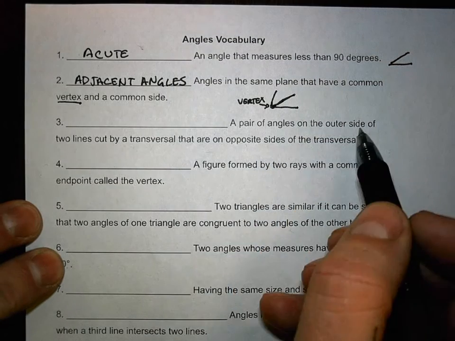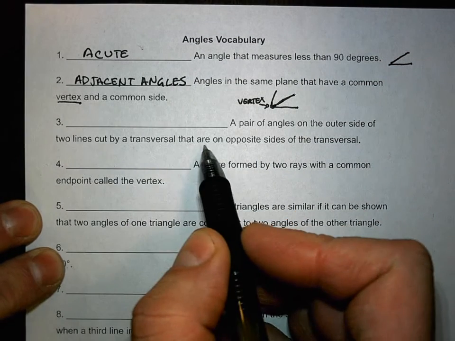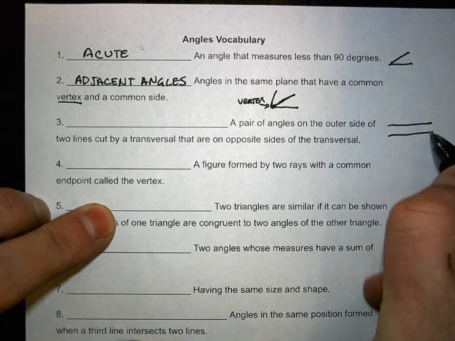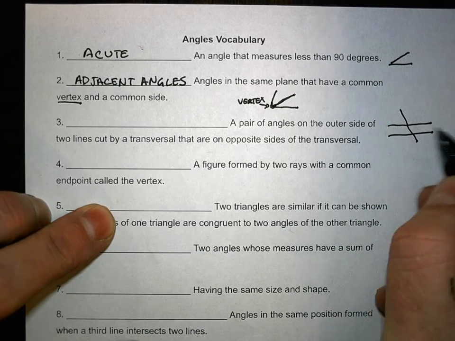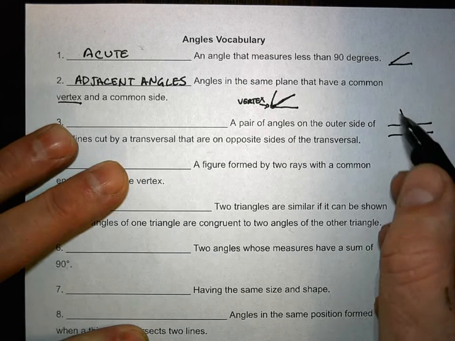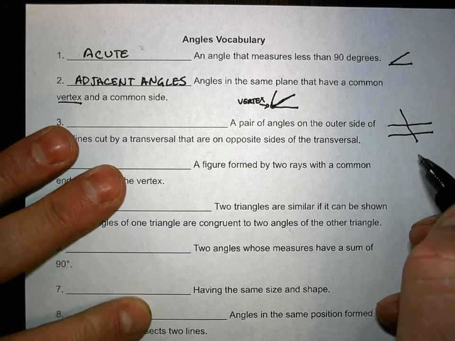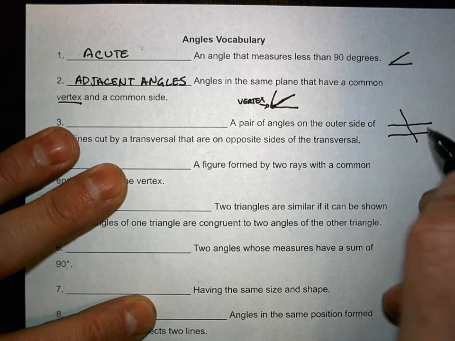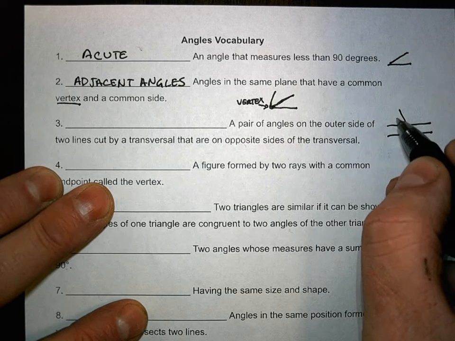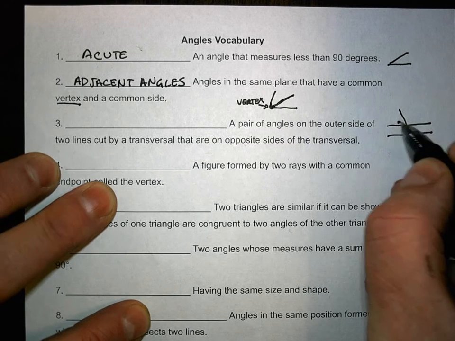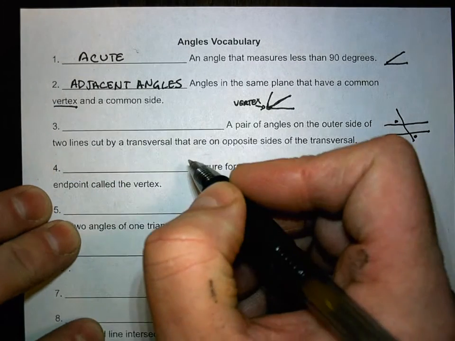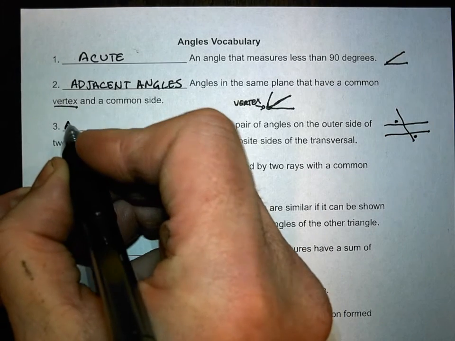So a pair of angles on the outer side of two lines cut by a transversal that are on opposite sides. Now, we're going to talk a lot about parallel lines cut by a transversal. So a pair of parallel lines, they go along, they have the same slope, right? A transversal is any line that transverses it or goes across it. So what we're talking about is a pair of angles on the outer side of two lines cut by a transversal that are on opposite sides of the transversal. We call those alternate exterior angles.